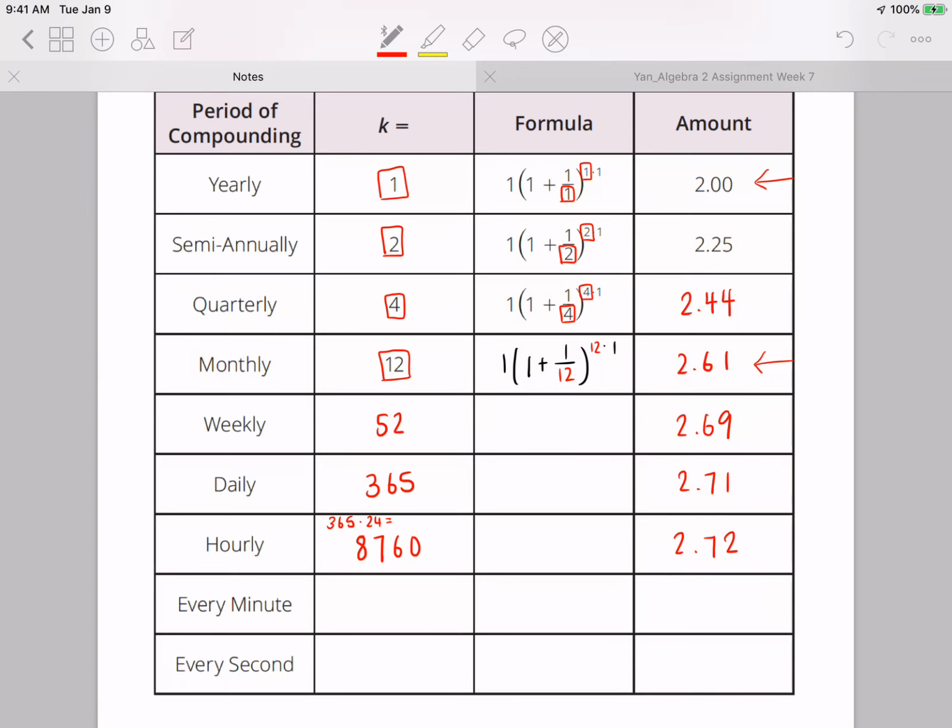Now every minute, I'm going to take my previous answer, and what would I multiply it by? 60, right? Every hour there's 60 minutes, so we have 525,600. And if you put it in a calculator, it also gives you around 2.72. If you go into more decimal places, it would be more than the previous one, but we're just going to round it. For the last one, we multiply by another 60, and this is the amount that we have, with 3 zeros. And we still get 2.72.